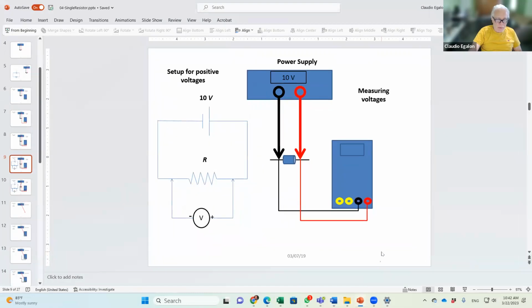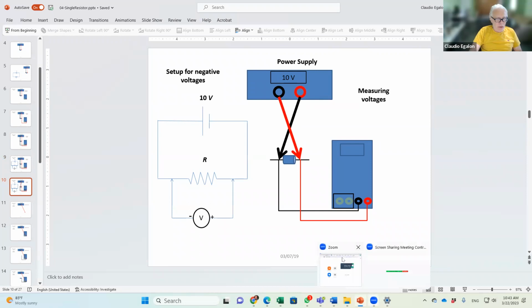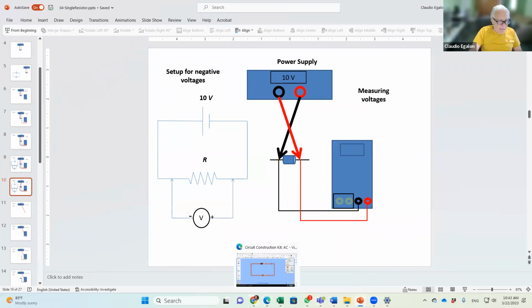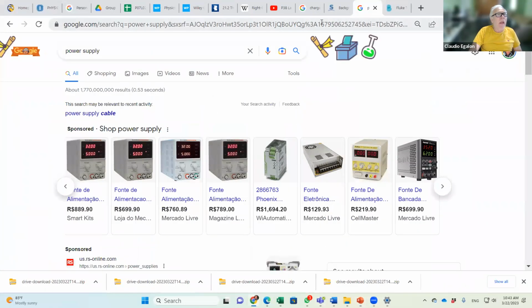Next, you're going to invert the polarity of your circuit. Whatever the red cable that was in the red plug is going to be in the black plug. Why do we do that? We do that to invert the direction of the current. Once we do that, the multimeter is going to read a negative voltage. Doing that is the same as doing the following.